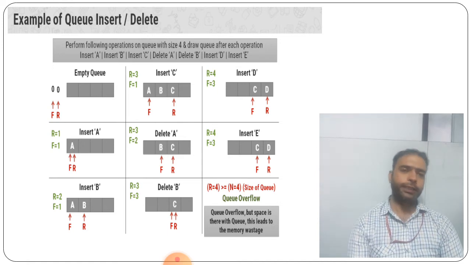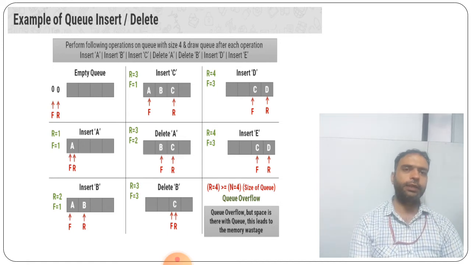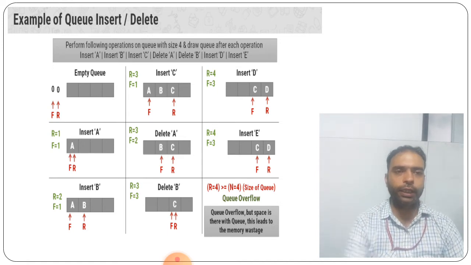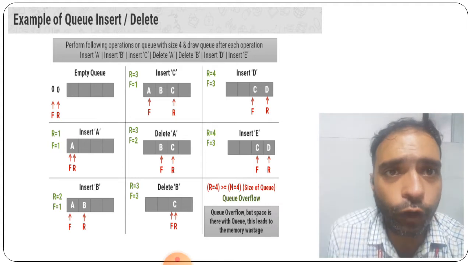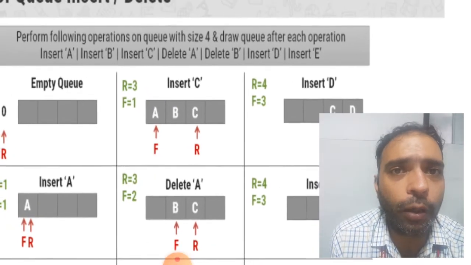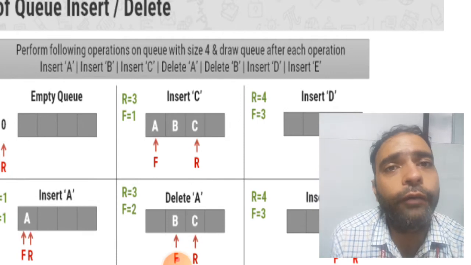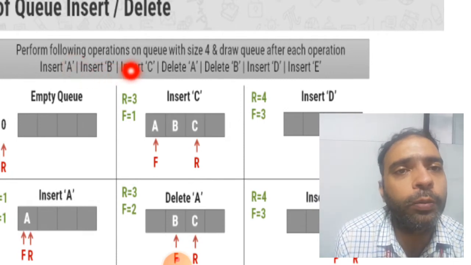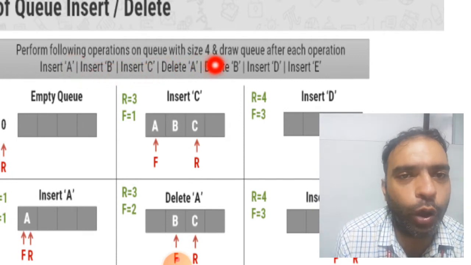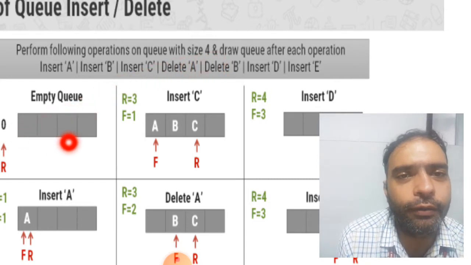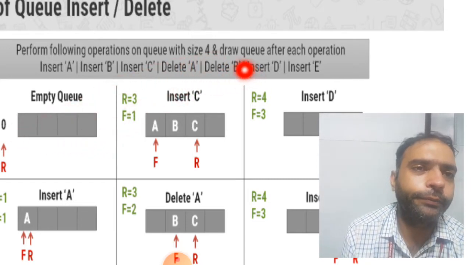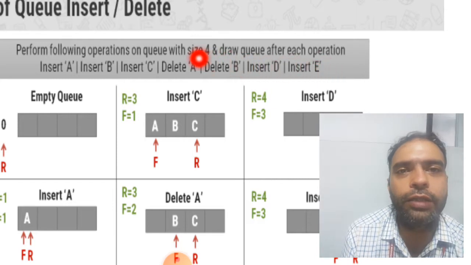So now here the example is given for the insertion and deletion, that is NQ and DQ. So here first of all, particular operations are given here. What we have to do here? Here we have to perform the following operations with size 4. The size 4 is given here, and we have to draw the queue after each operation.